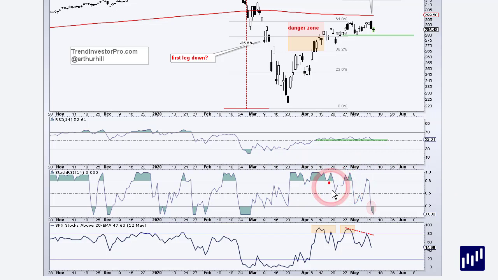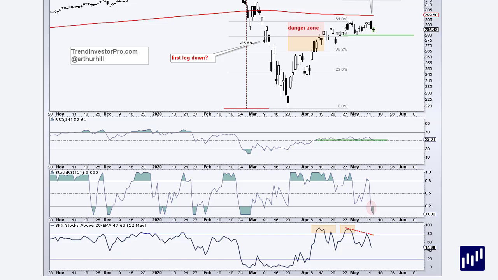And you can see we got a couple of downward moves in Stoch RSI, but this is the one that pushed it below 0.20 for a bearish momentum thrust. And that's the first sign that we could be peaking here.